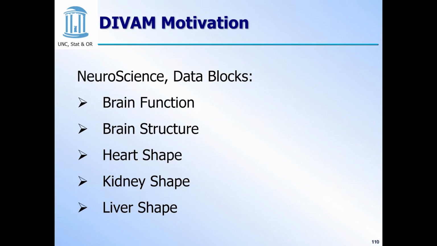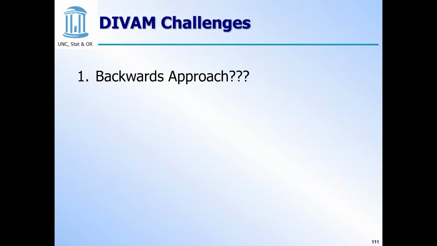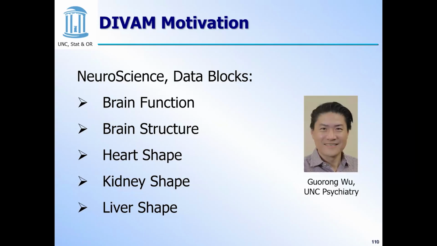For example, there's a neuroscience data set I contemplate working with, different from what we had before. The brain function and brain structure are the same as what I had, but now we're going to think about other things. I have a colleague in psychiatry who wants to do DIVAS analysis, but what he really cares about are shapes of various organs, like the shape of the heart, the kidney, the liver. I'm not sure why he wants to do this, but I think he knows what he's talking about, and I anticipate having some fun in actually doing that.